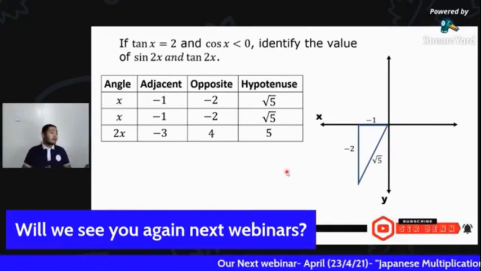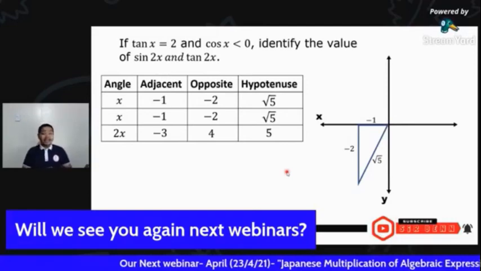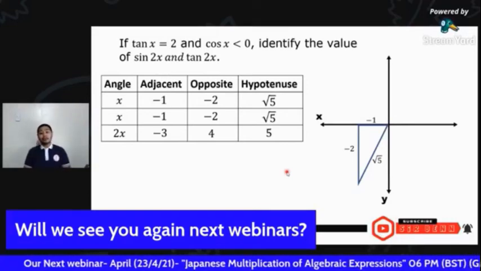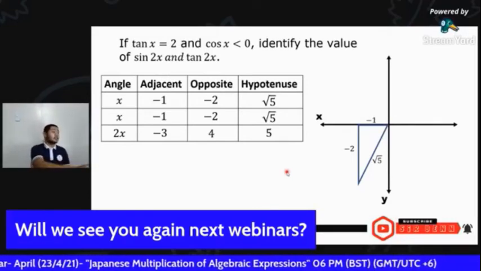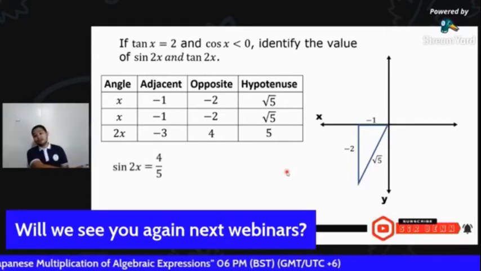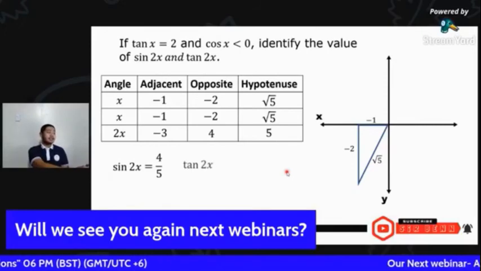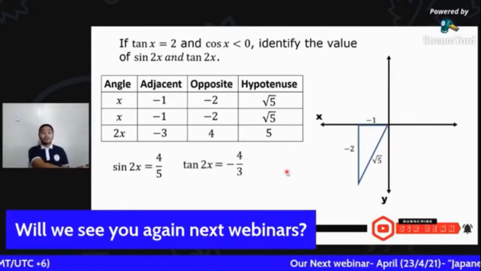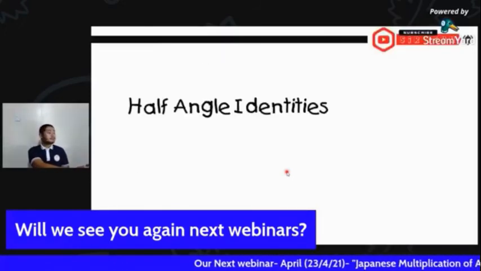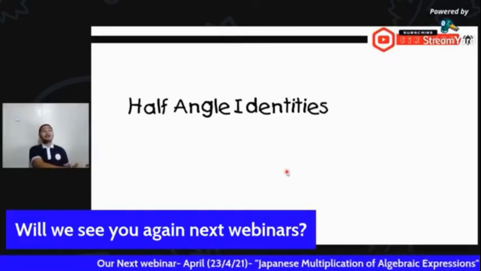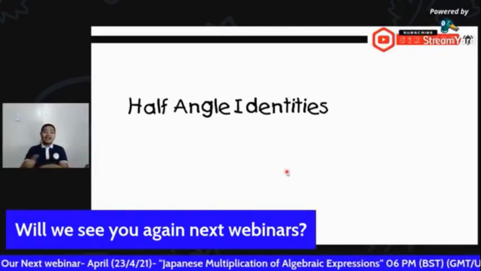Now, let us identify sine 2x and tangent 2x. Sine 2x is equivalent to opposite over hypotenuse, and that would be 4/5. For tangent 2x, that would be opposite over adjacent, and that would be negative 4/3. Next, we're down to our last topic, half-angle identities.